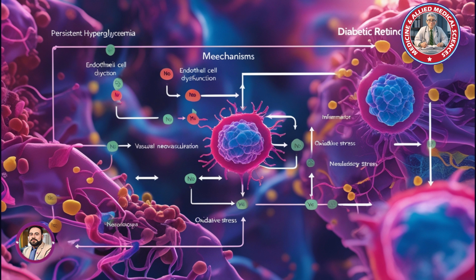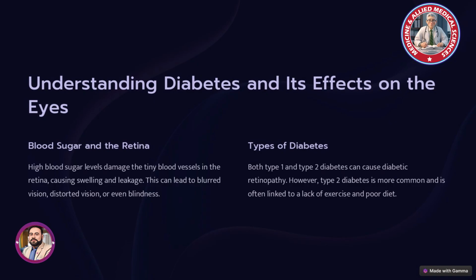The retina, the light-sensitive tissue at the back of the eye, is responsible for capturing visual information and sending it to the brain for interpretation. It is highly vascular, meaning it has a rich network of blood vessels that nourish it and help it function properly. When blood sugar levels are chronically high, the blood vessels in the retina become damaged, leading to a cascade of changes. 1. Endothelial damage and vascular leakage.